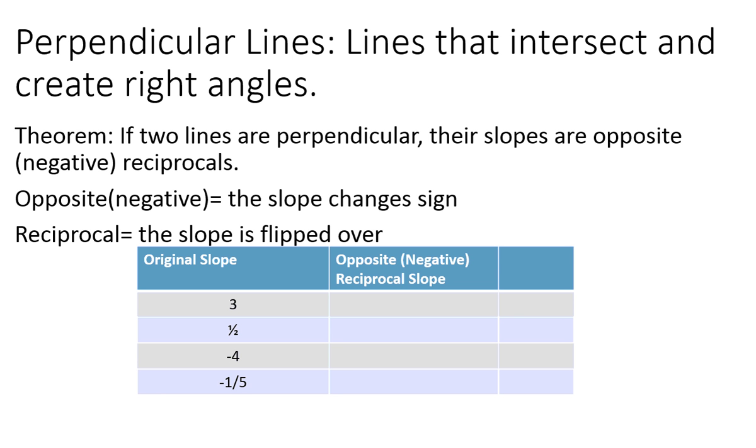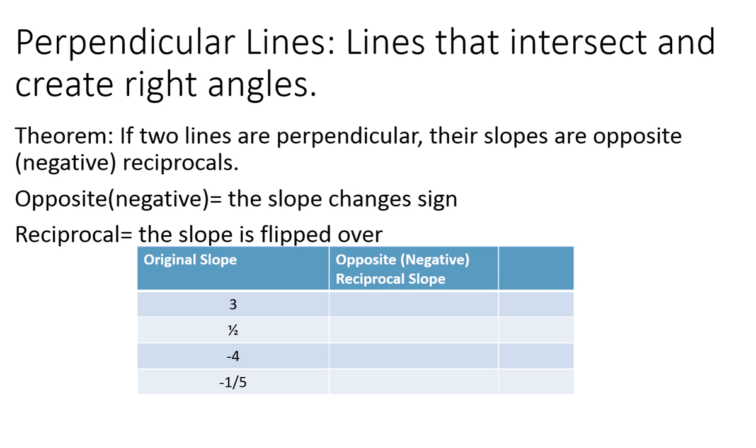Let's look at perpendicular lines. Perpendicular lines are lines that intersect and create right angles. Right angles are 90-degree angles. So if two lines are perpendicular, their slopes are opposite or negative reciprocals. You can use opposite and negative interchangeably here. I'm going to really just focus on saying opposite, so I don't have to say opposite negative every time. It means the same thing.